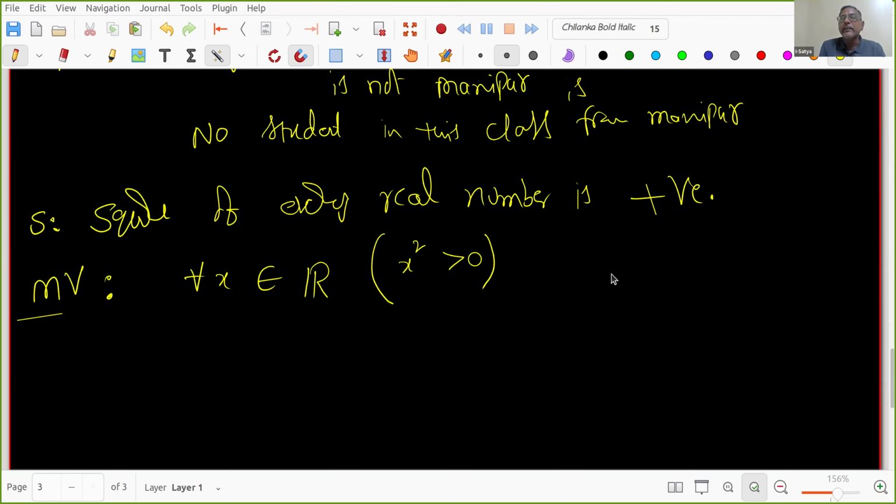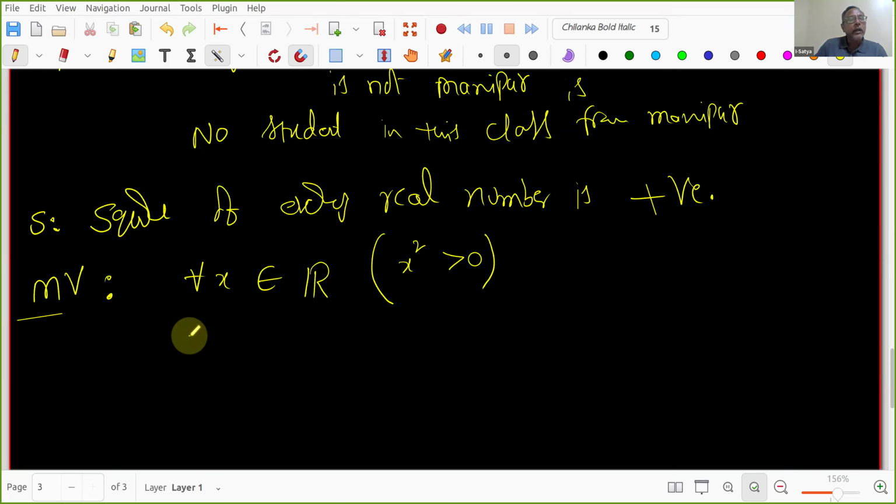Most of you ticked yes today, but today you realized something. Until now you have been thinking that the square of every real number is positive. This is where critical thinking is needed. 0 is also a real number whose square is not positive. 0 square is 0 only. So this statement is not true, it is a false statement.